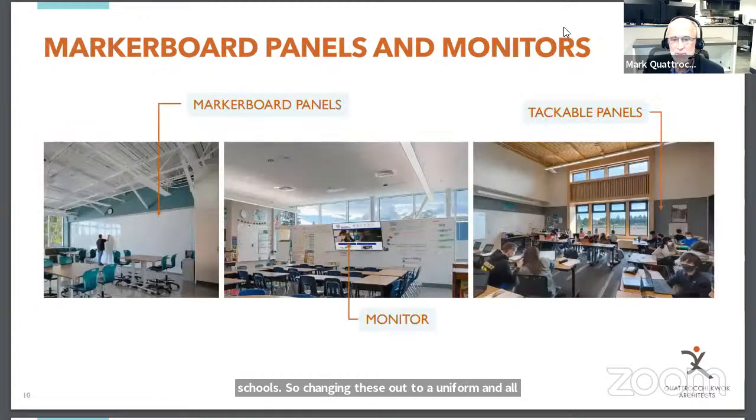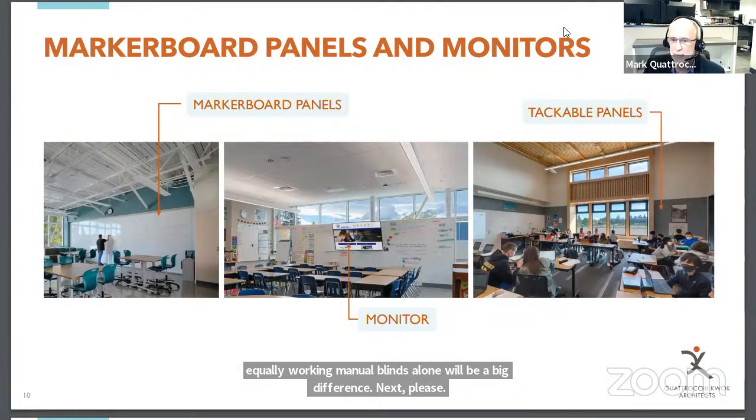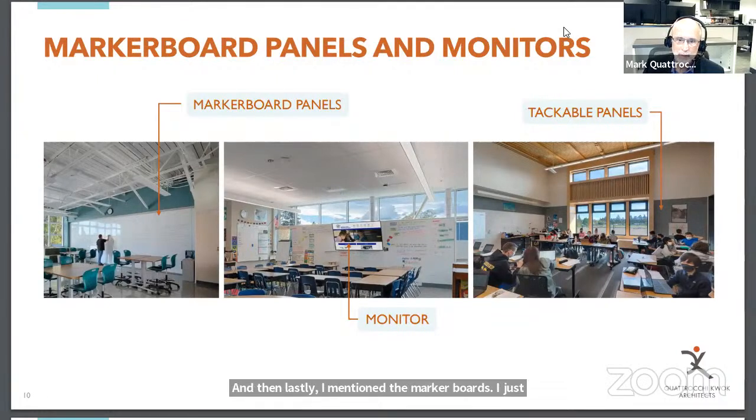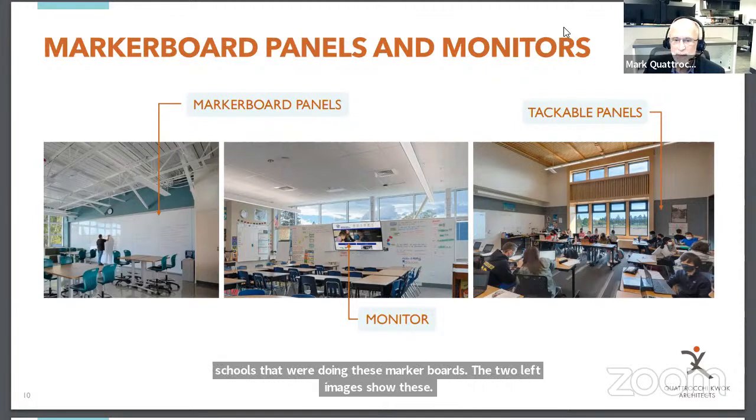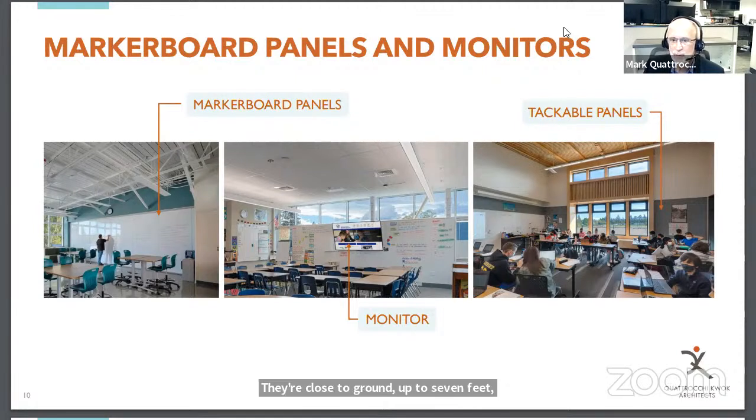And then lastly, I mentioned the marker boards. I just want to show you some examples. In a lot of the schools, even in elementary schools, but certainly in high schools, we're doing these marker boards. The two left images show these. They're close to ground, up to 7 feet, and they're magnetic boards, with the ability to hold things up. Teachers will have things there maybe during the course of the term, but also a place for students to present.